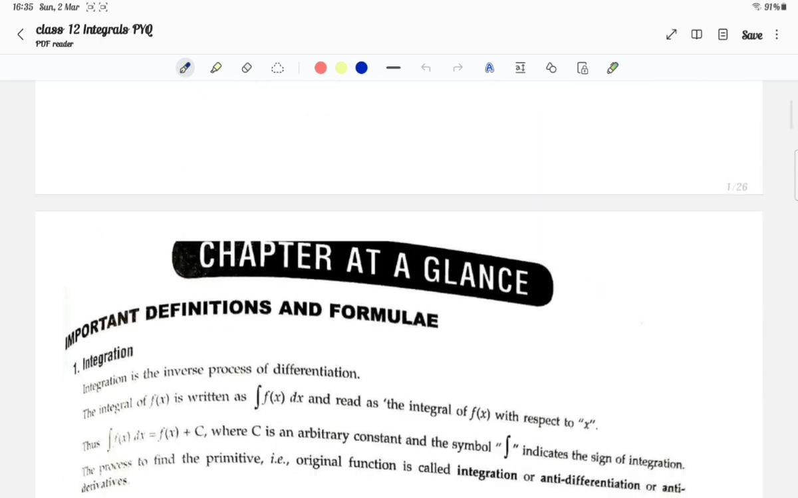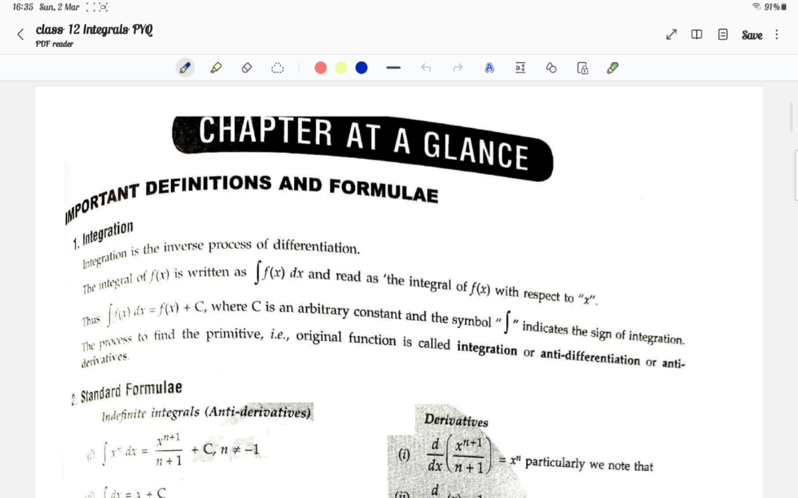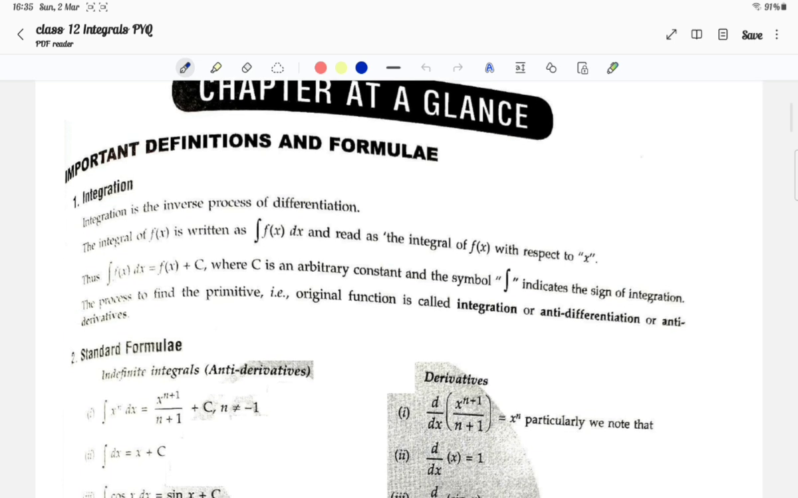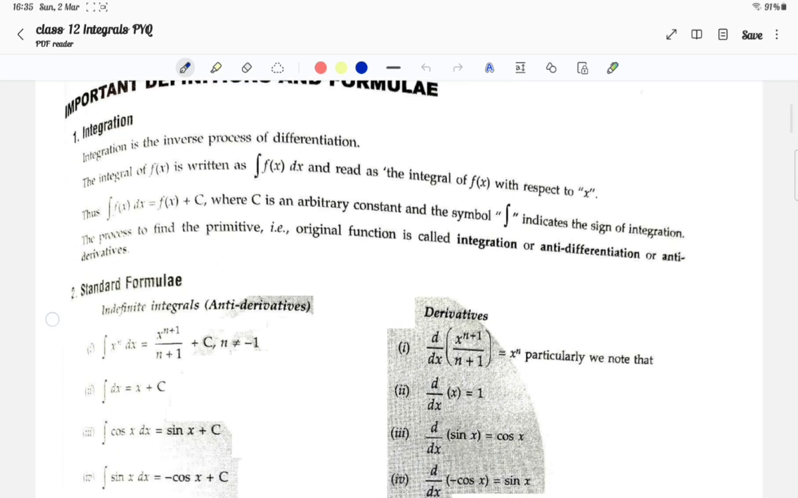First of all, application of integration depends upon the definite integration, and integration will give you the family of curves for indefinite integration.